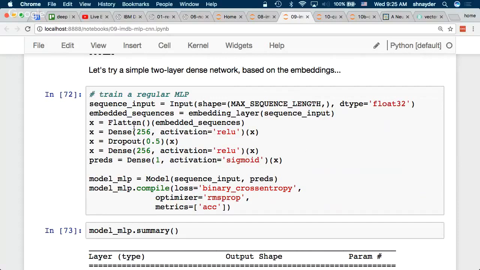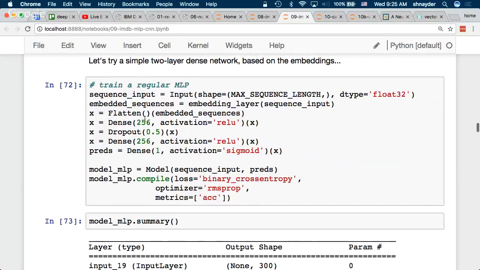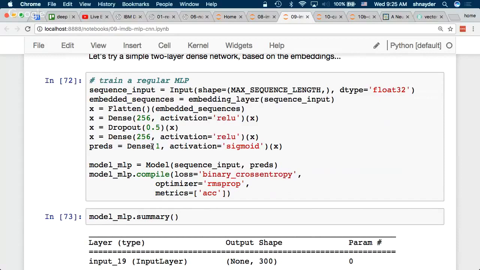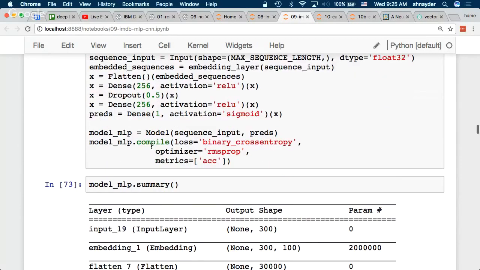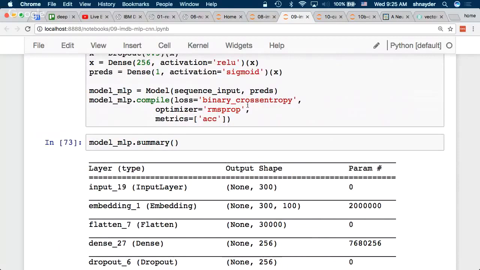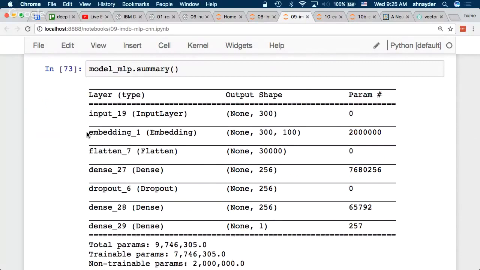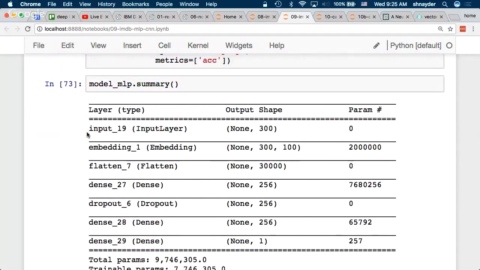So we have our embedding, we flatten it into one giant vector. So instead of 100 dimensions by 300 words, we're going to have a single vector of 30,000 numbers for each sentence. And then we just have two dense layers with dropout, and we're going to predict positive or negative. Same optimization, still looking at accuracy. Right now it's binary cross entropy because it's binary classification.